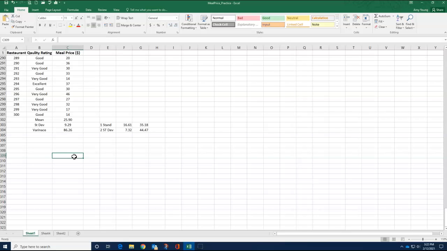86.26. We don't use variance a whole lot because it's the square of our data and it doesn't make a lot of sense compared to the mean, whereas the 9.29 or $9.29 above and below the mean makes a little bit more sense to us. I hope this helped, and if you have any questions about finding the standard deviation or the variance, please let me know.